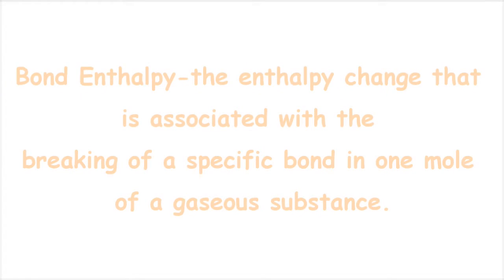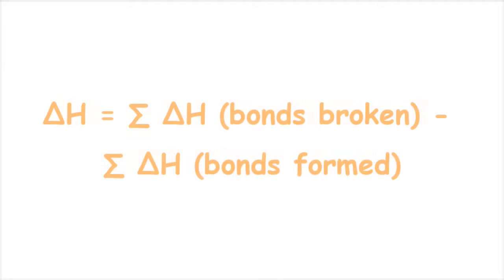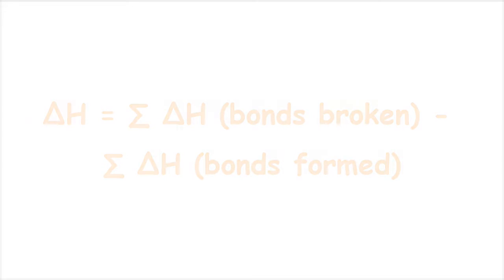First of all, we shall draw our focus to bond enthalpy. Bond enthalpy can be defined as the enthalpy change that is associated with the breaking of a specific bond in 1 mole of a gaseous substance. The equation for bond enthalpy can be calculated by the number of bonds broken subtracted from the number of bonds formed. You can think of it as the opposite of Hess's law, as we take the enthalpy of the products this time and subtract it from the enthalpy of the reactants.